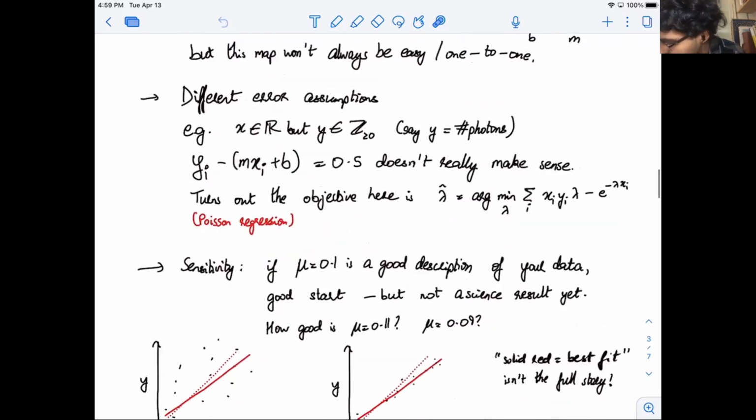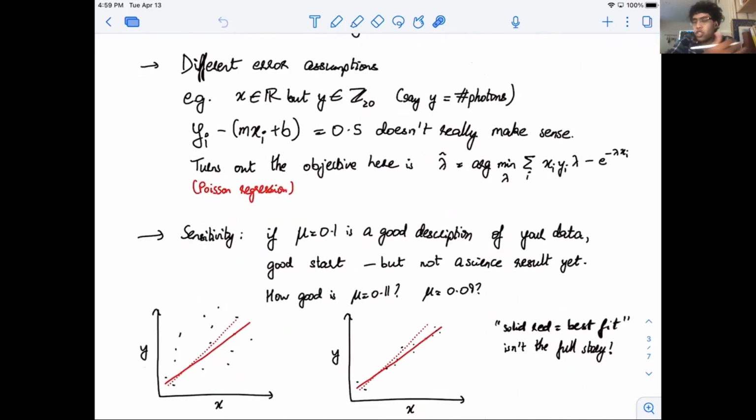Finally, sensitivity. Suppose you run this regression and you find that there's some parameter mu that is 0.1, and that describes the data well. That's a good start, but it's not yet a science result. Science results always need error bars. And in particular, I want to know if I alter this a little bit, how is it going to change things? And that can vary wildly.